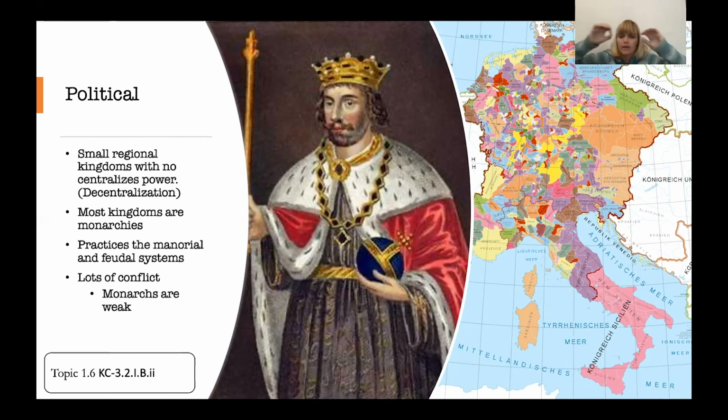Okay, so again, this is very decentralized. All right, most kingdoms are monarchies, so we're going to have a head of state, we're going to have a king. Okay, but again, lots of them much smaller scale than the emperors you see in Asia or the Middle East. So, in terms of the political situation, Europe's going to have a very unique system.